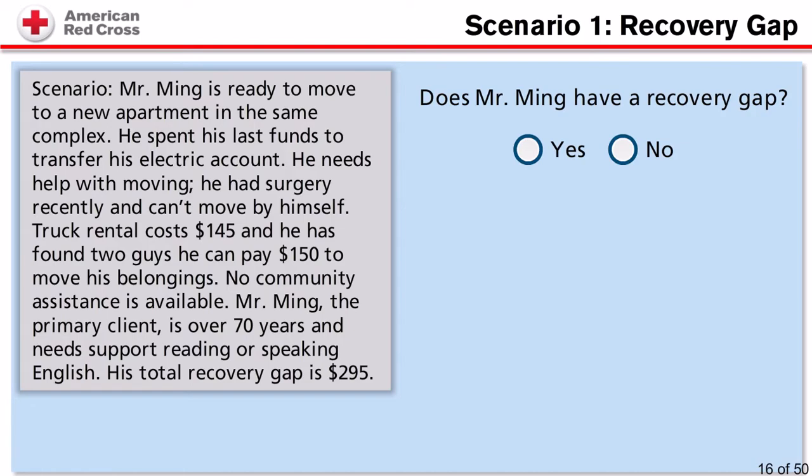Mr. Ming is ready to move to a new apartment in the same complex. He spent his last funds to transfer his electric account. He needs help with moving. He had surgery recently and can't move by himself. Truck rental cost $145, and he has found 2 guys he can pay $150 to move his belongings. No community assistance is available. Mr. Ming, the primary client, is over 70 years and needs support reading or speaking English. His total recovery gap is $295.